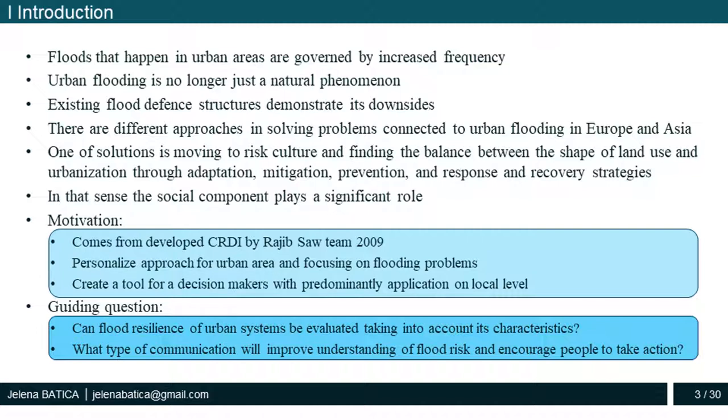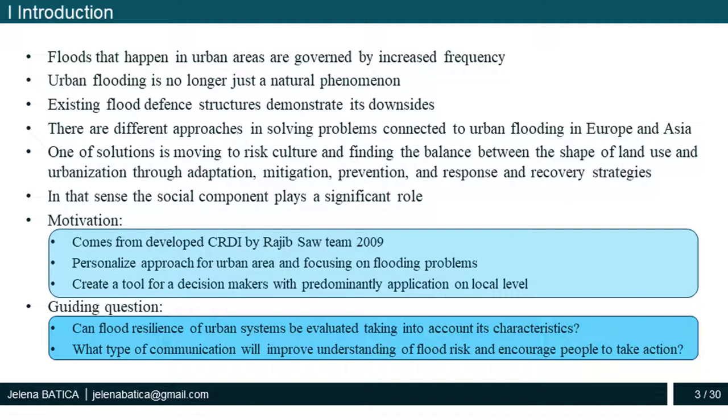On the other side, existing flood defense structures demonstrate their downsides, because we know that the existing structures are made with a certain return period, for a certain type of flooding, for a certain water depth. Since the frequency of rainfall is changing, and we have increased frequency and climate change in the game, the existing flood defense structures cannot provide that level of protection. So we need to think about different approaches to solving problems connected to urban flooding, both in Europe and in Asia. And I may say that there are different ways of solving these problems in Europe and in Asia.